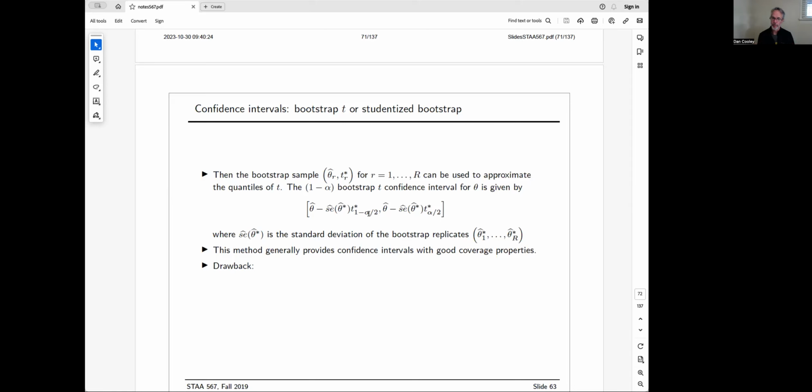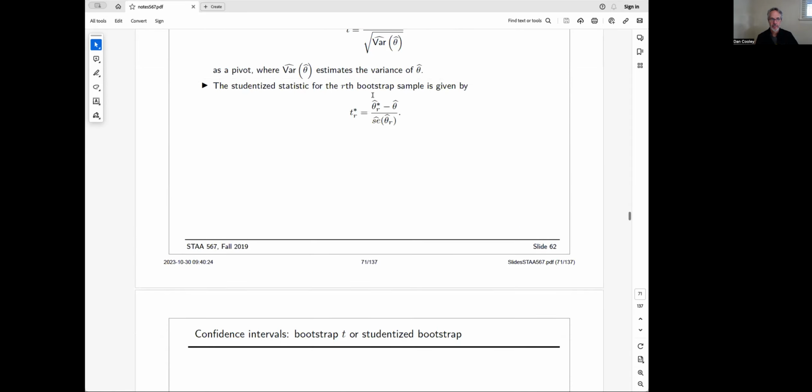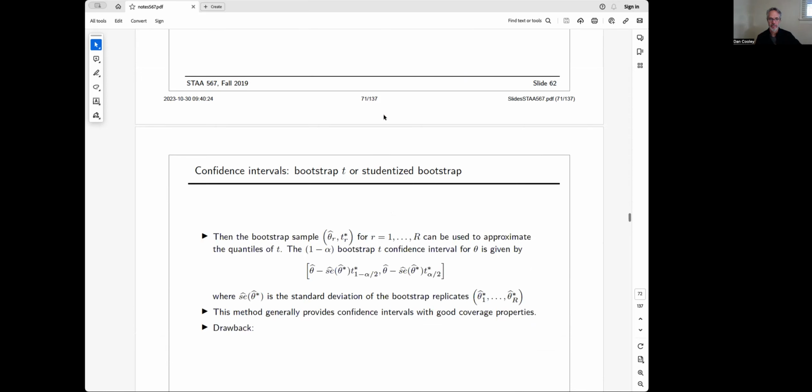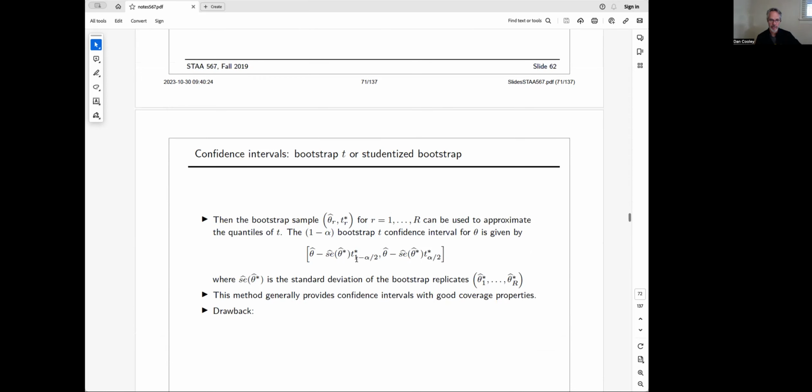Well, what we're going to do is replace that looking up in the book where the true distribution is T. We're relaxing that assumption of underlying normality, and we're just going to use our bootstrap to calculate that. So we're going to calculate a whole bunch of these statistics. We're going to get the 0.025 quantile and the 0.975 quantile of these statistics, and we're going to plug them in, 0.975 in the lower bound, 0.025 in the upper bound.